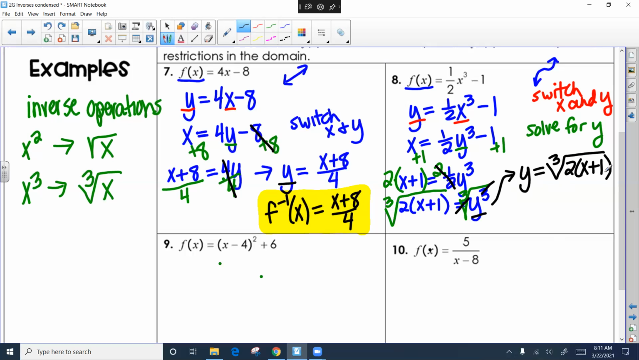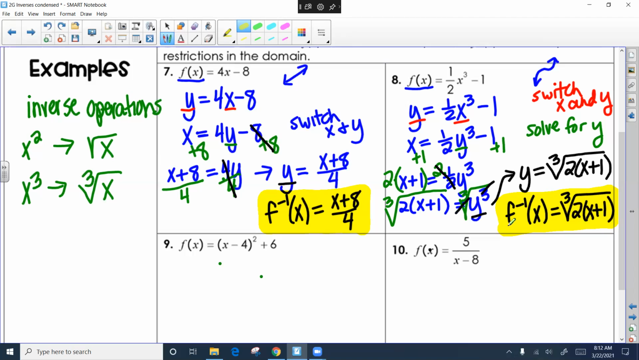And the last thing I would do, instead of writing y, we want to use the same notation that we started with. So I'm going to use function notation. F inverse of x equals the cube root of 2 times (x plus 1). Okay, and that's how we would write our final answer. So, like I said here, you could also distribute the 2, but the reason I just left it as 2 and then in parentheses x plus 1 is because then we can see more easily how it's related to this.